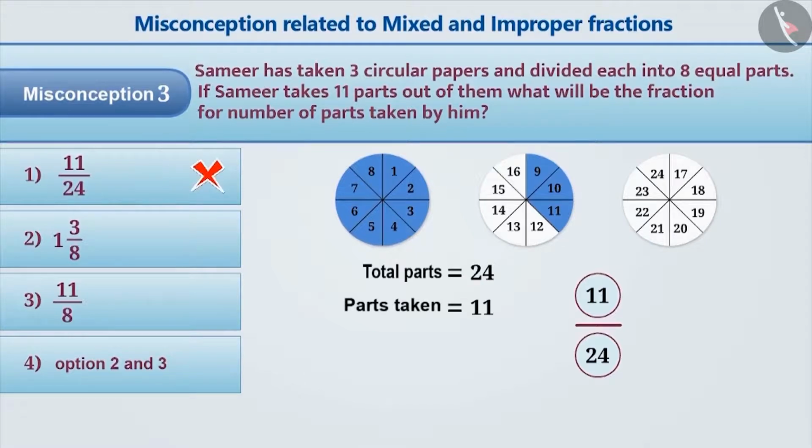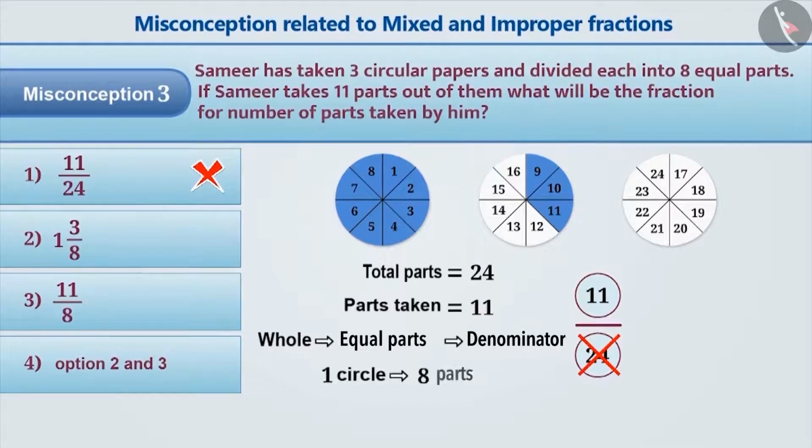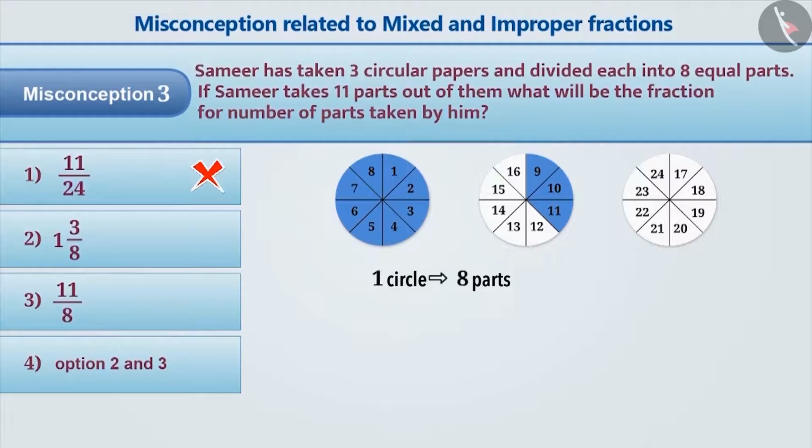Here the mistake is in understanding the correct meaning of the denominator. The number of equal parts into which the whole is divided is the denominator. Here, one circle is divided into 8 equal parts, therefore 8 is the denominator. Samir has divided each circular paper into 8 equal parts.